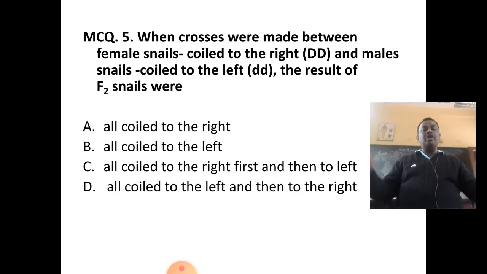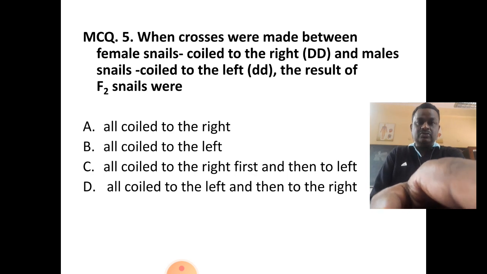When a cross is made between female snails coiled to the right, that is capital D, females or mothers are right-hand coiled, and fathers or males are left-hand coiled, what is the result of the F2 generation? The F2 generation shows all of them coiling towards the right side. So, the answer is A.